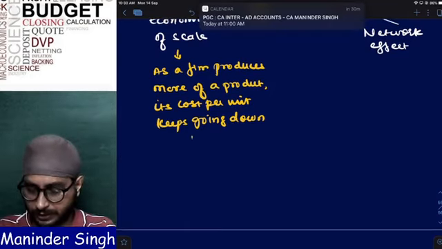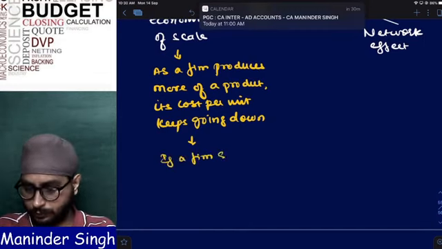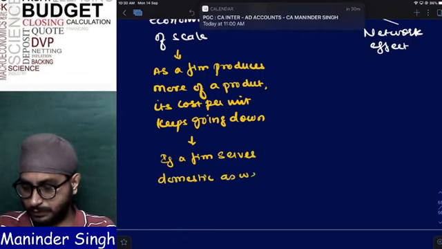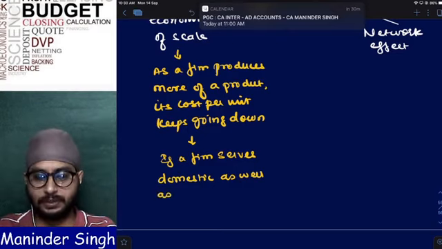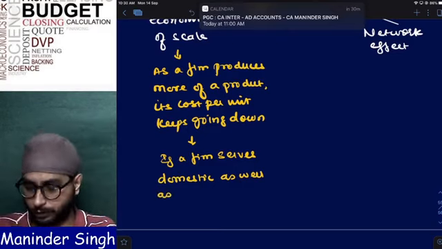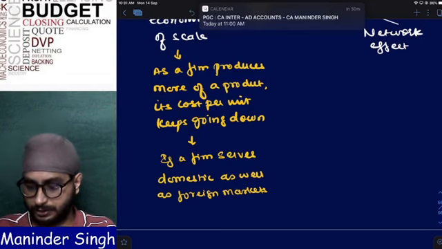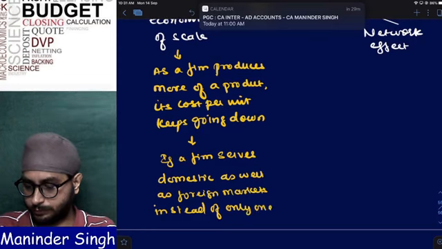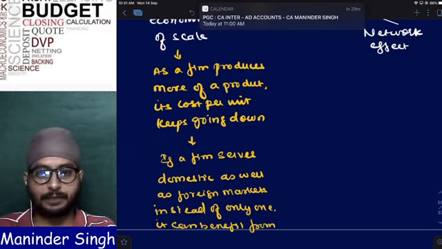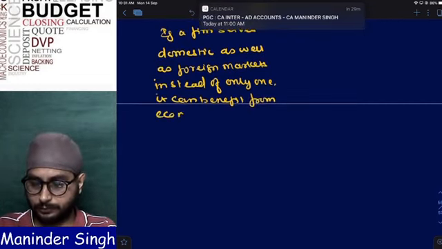Correct. So can I also say like this? If a firm serves domestic as well as foreign markets, instead of only one, it can benefit. It can benefit from what? It can benefit from economies of scale. Economies of scale, right? Only in India.